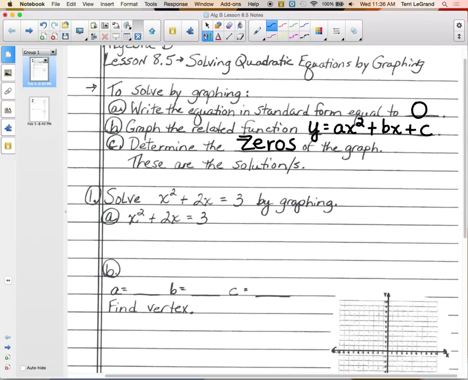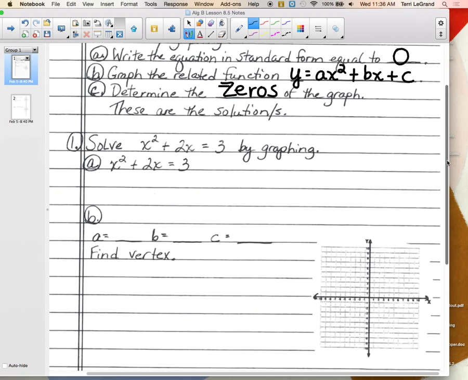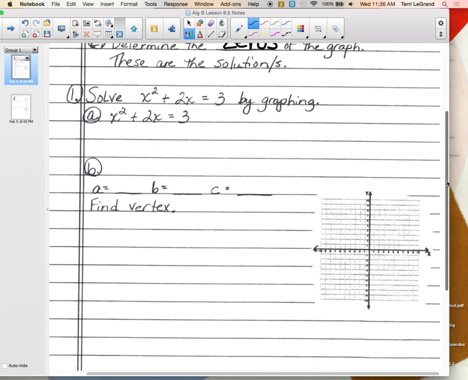It's just that now we're discovering that the zeros are the solutions. So once we can find the zeros from the graph, we can say, oh, these are the solutions to that quadratic function, to that equation. Okay? So let's start our process here. Here's number 1, solve x squared plus 2x equals 3. Solve that by graphing. So what did it say to do in our first step?